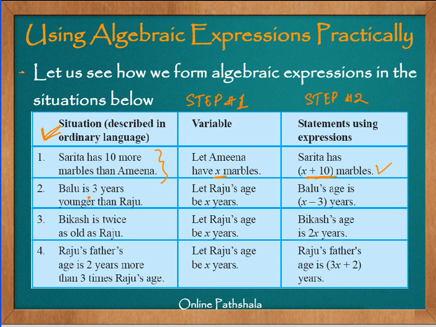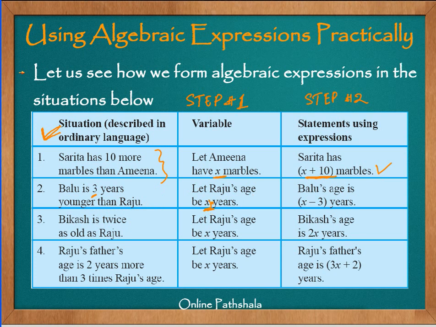Balu is 3 years younger than Raju. Now again we know that Balu is 3 years younger than Raju, but we don't know the age of Raju. So the age of Raju becomes a variable and we can use any letter. So in this case we are saying let Raju's age be X years.